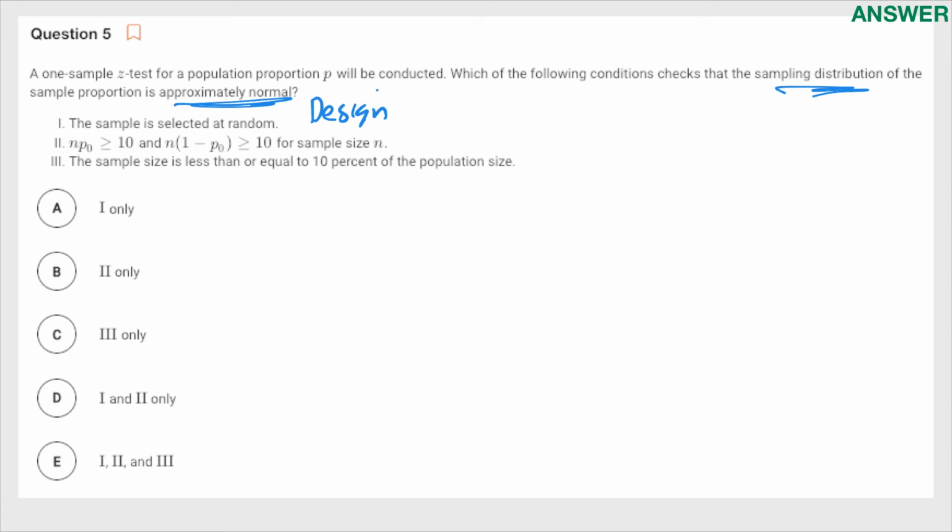np greater than or equal to 10 and n(1 minus p) greater than or equal to 10 is how we prove that the sampling distribution is approximately normal. So that one's correct. And then 3, the sample size is less than or equal to 10% of the population size. That's also a requirement, but that's so that we have independent samples. And independence allows us to use probability rules, so that's not required for a normal sampling distribution. The correct answer is B, only Roman numeral 2. And again, all three of these are important for good overall processes, but only 2 represents the way of getting a sampling distribution for the sample proportion to be approximately normal.